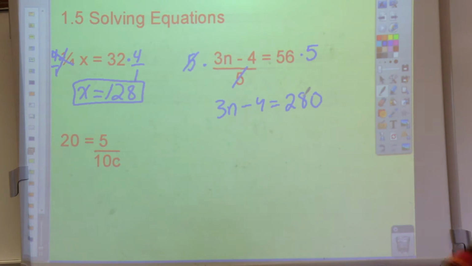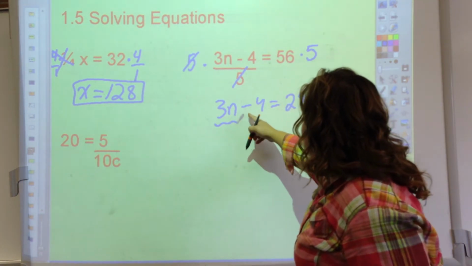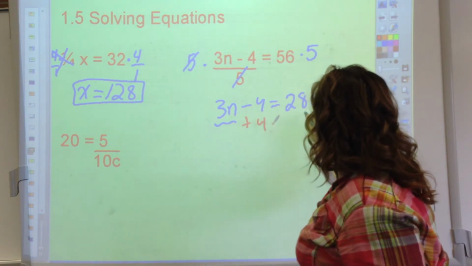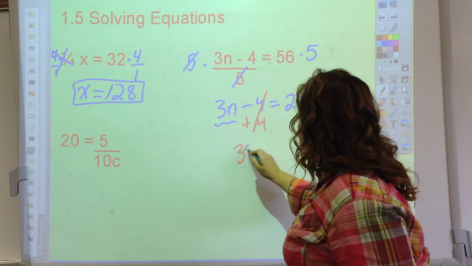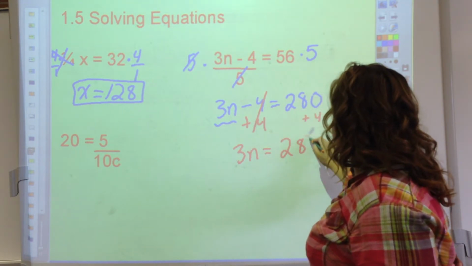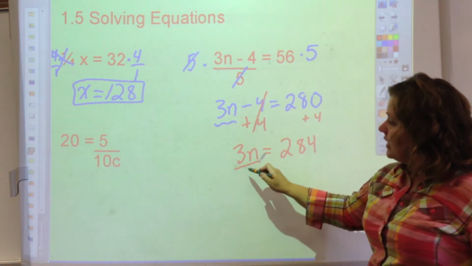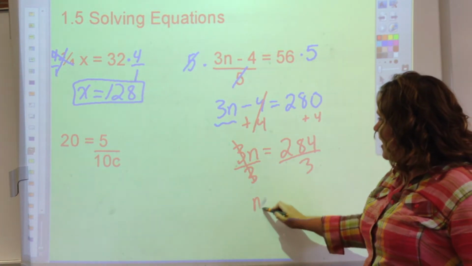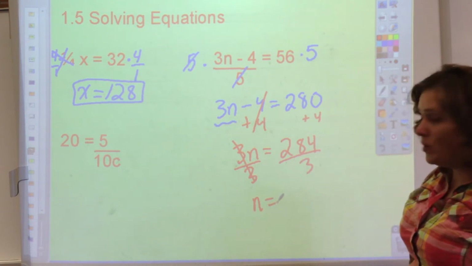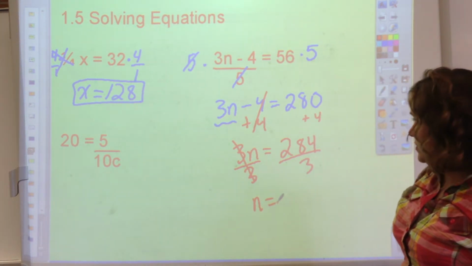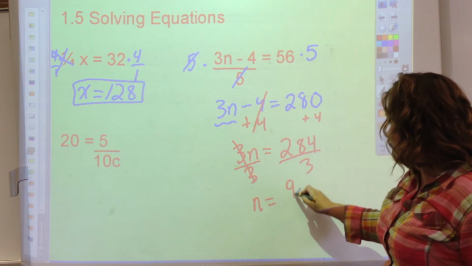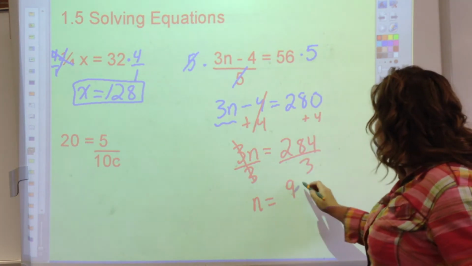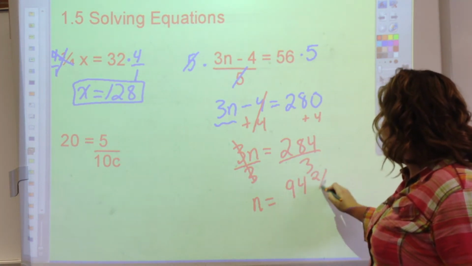Now to solve for n, I need to get it alone. So first I need to use this minus 4. So I'm going to do the opposite and add 4. Now I have 3n equals 284. By dividing both sides by 3, the opposite operation of multiplication, I will get: 3 will go into 28 how many times? 9 times, which is 27, with 1 left over, which would give us 14, and 3 will go into 14 4 times with 2 left over.